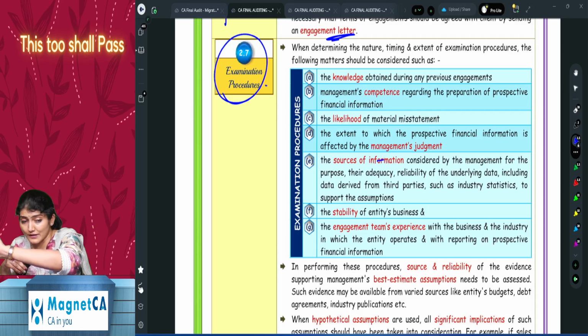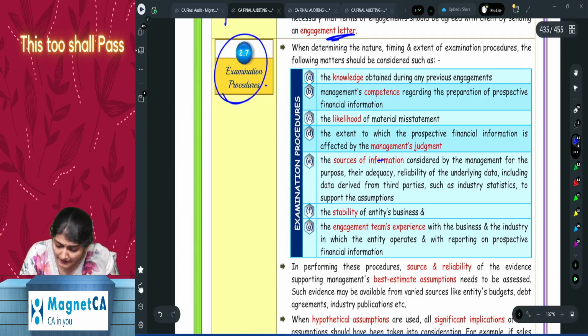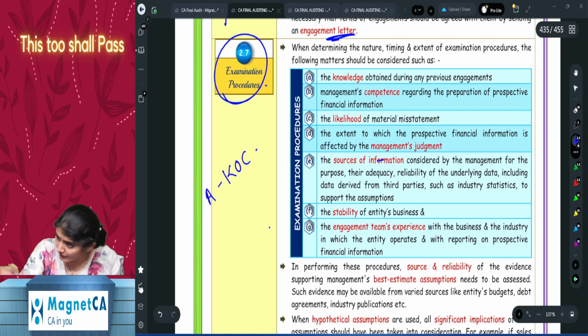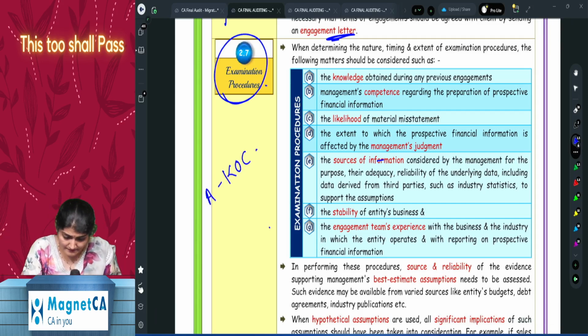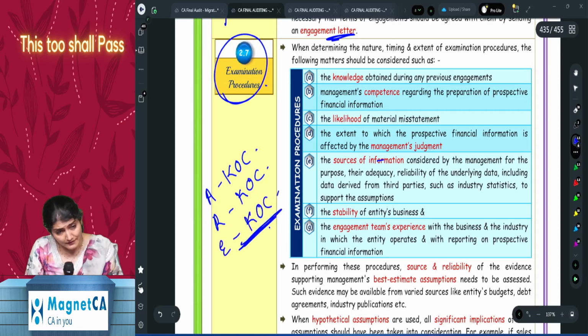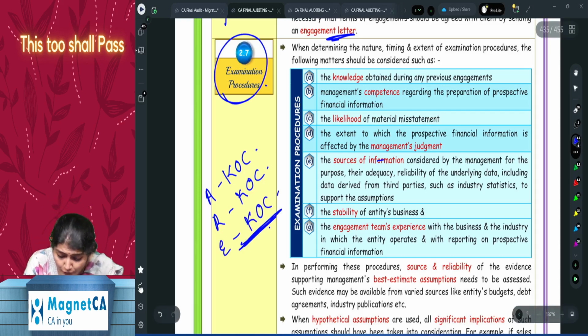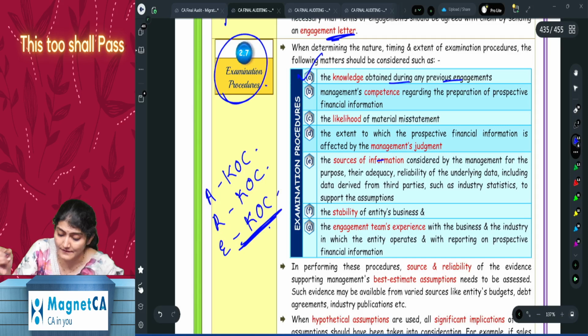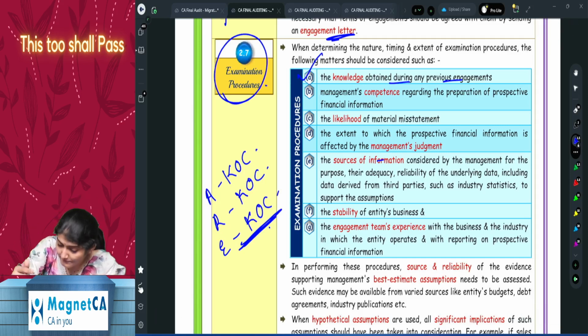Now, when I have to do an audit, is KOC required? Audit, knowledge of client's business. Okay. When I have to do a review, is KOC required? Yes. Now I have to do an examination. Is KOC required now also? Yes. It says you have to obtain the knowledge of the client's business. Right? You have to obtain the knowledge of the client's business.